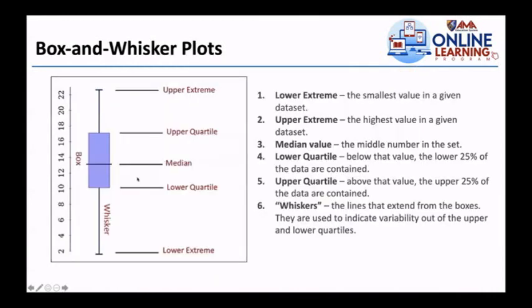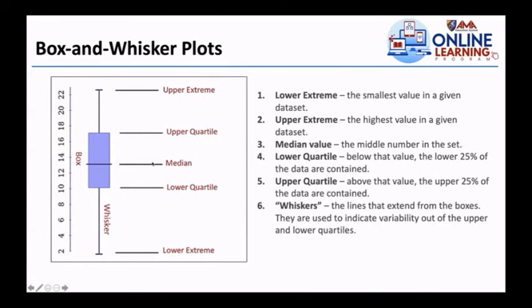Now we're ready to represent these numbers in terms of a box and whisker plot. So let's explain in general. The upper extreme, meaning this is the highest value, probably 22, something like that. And then this lower extreme is the smallest, so probably 2. That's an example only. So the lower extreme is the smallest value in a given data set. The upper extreme is the highest value in a given data set. The median value is the middle number in the data set, which is actually Q2.